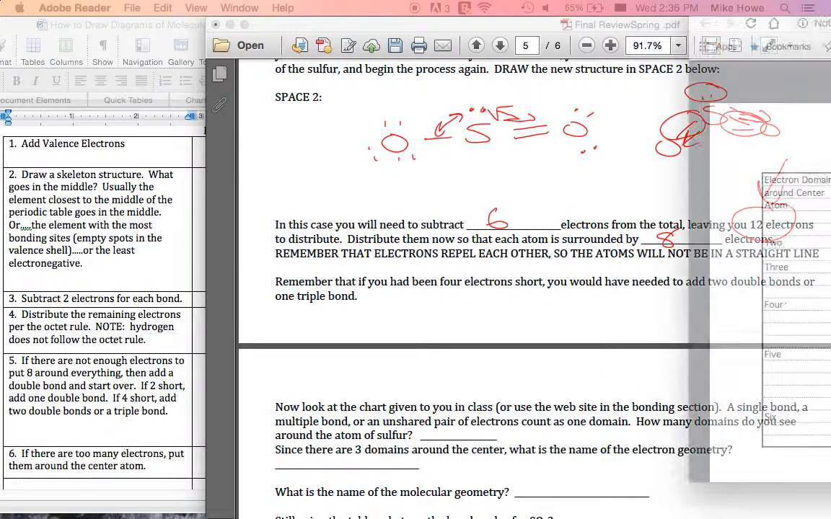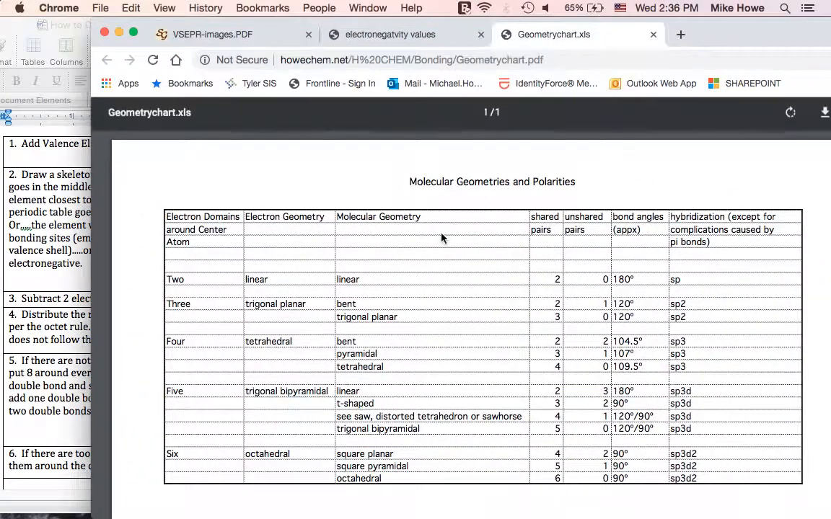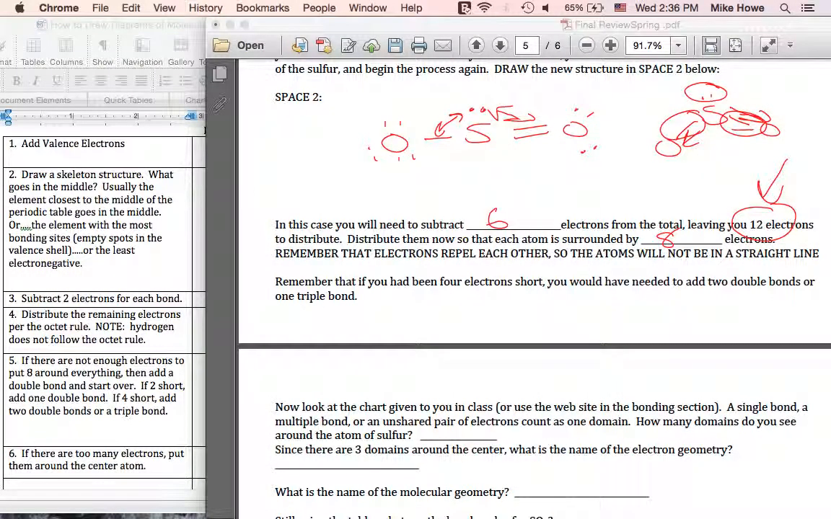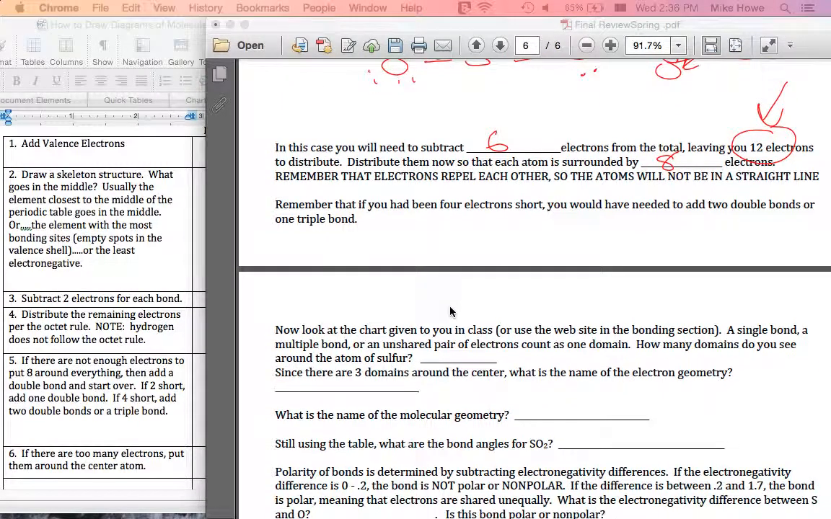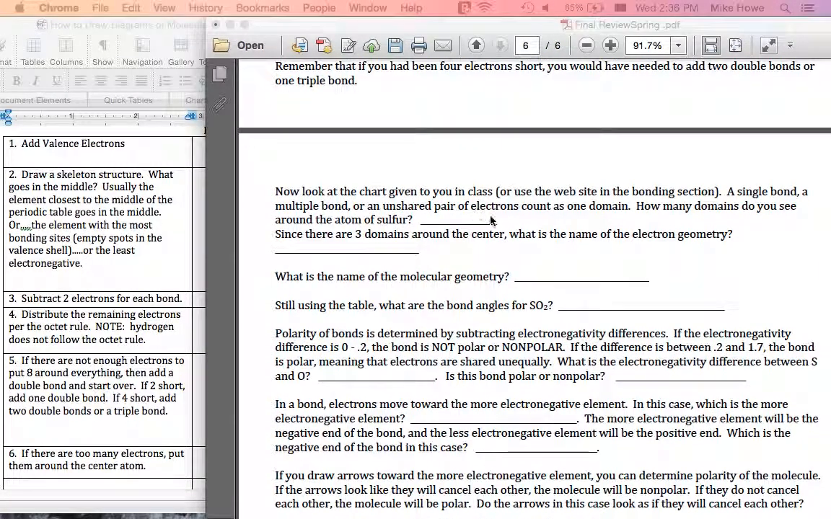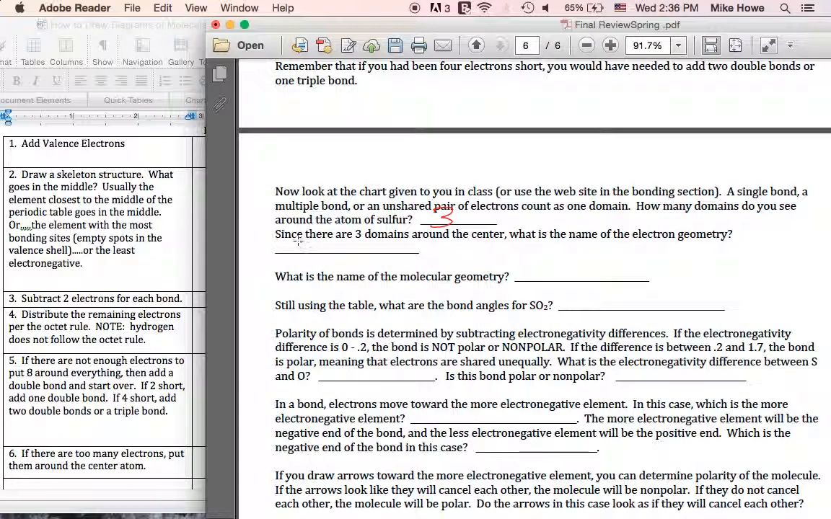So if there are 3 domains, look at your chart, we call that trigonal planar. So trigonal planar is the name of our domain geometry. Remember that a single bond, a multiple bond, or an unshared pair of electrons counts as one domain. So I think we saw 3. Since there are 3 domains, trigonal planar.